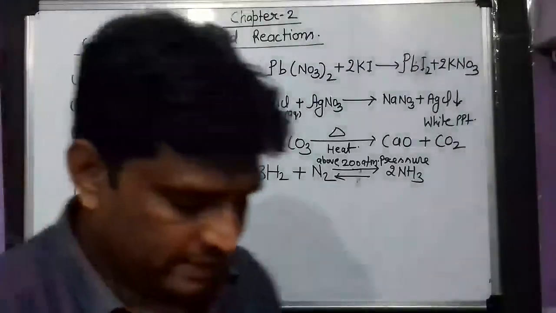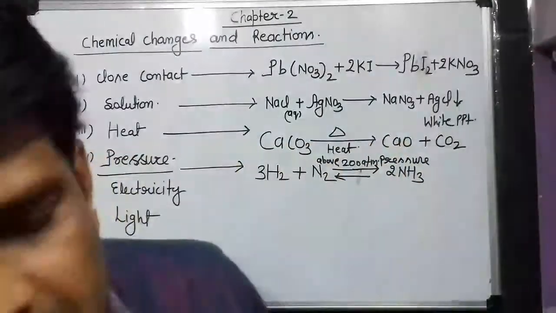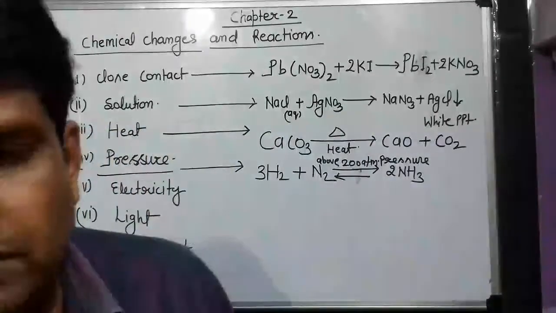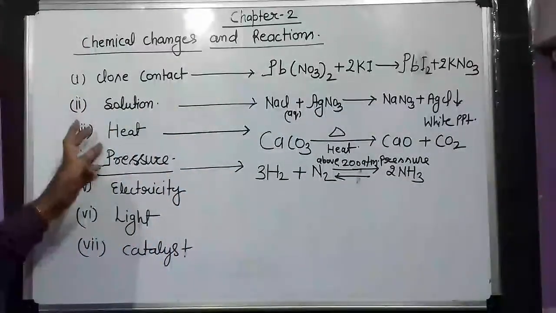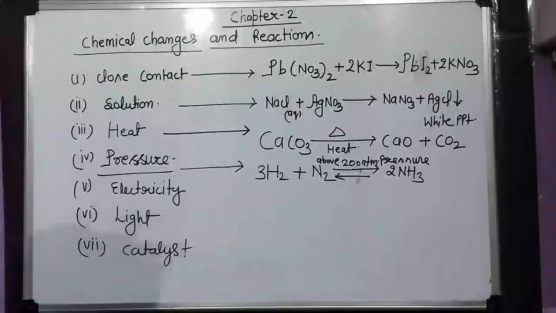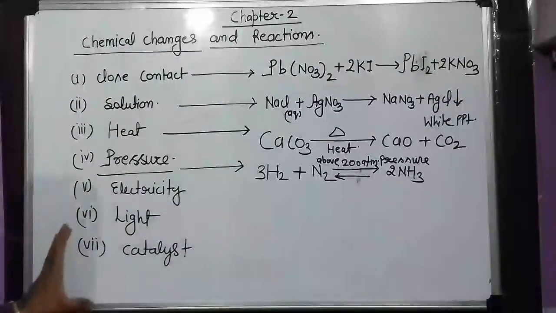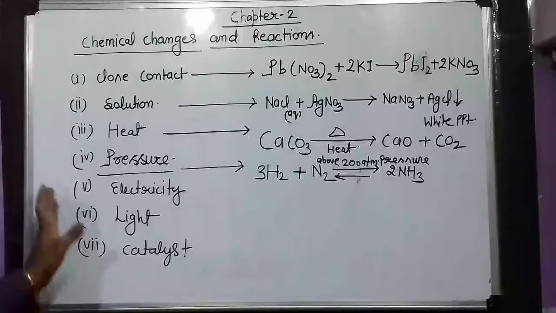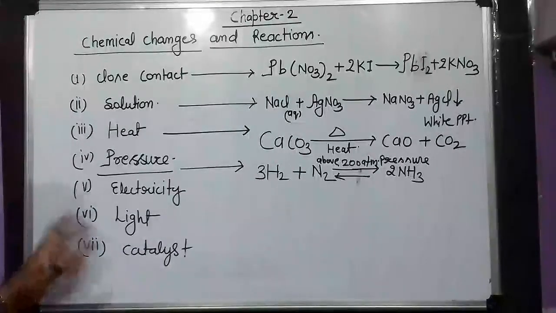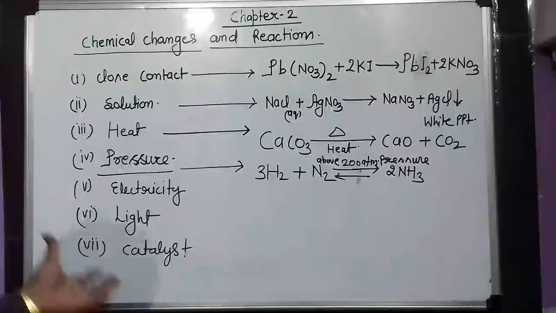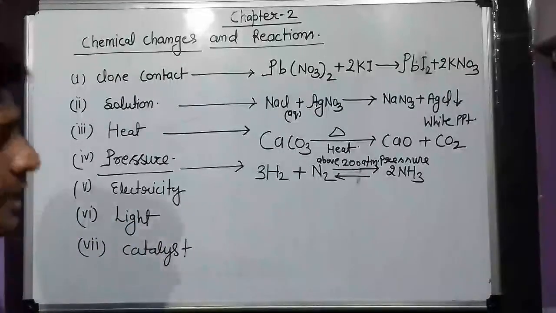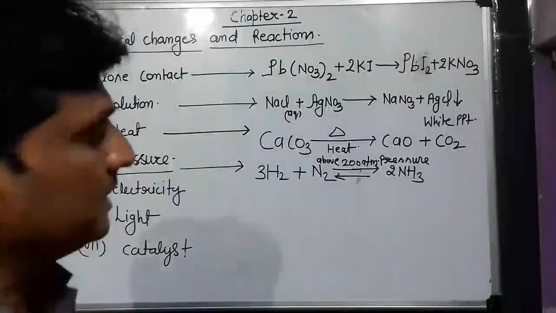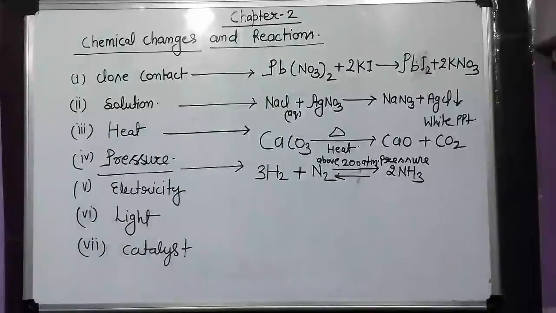Yes, student, we continue with the next reactions. I already taught you the previous conditions: close contact, solution, heat, and pressure, and I am now discussing the remaining conditions on which a chemical reaction depends: electricity, light, and catalyst. Okay, so we erase this here. Okay, student.